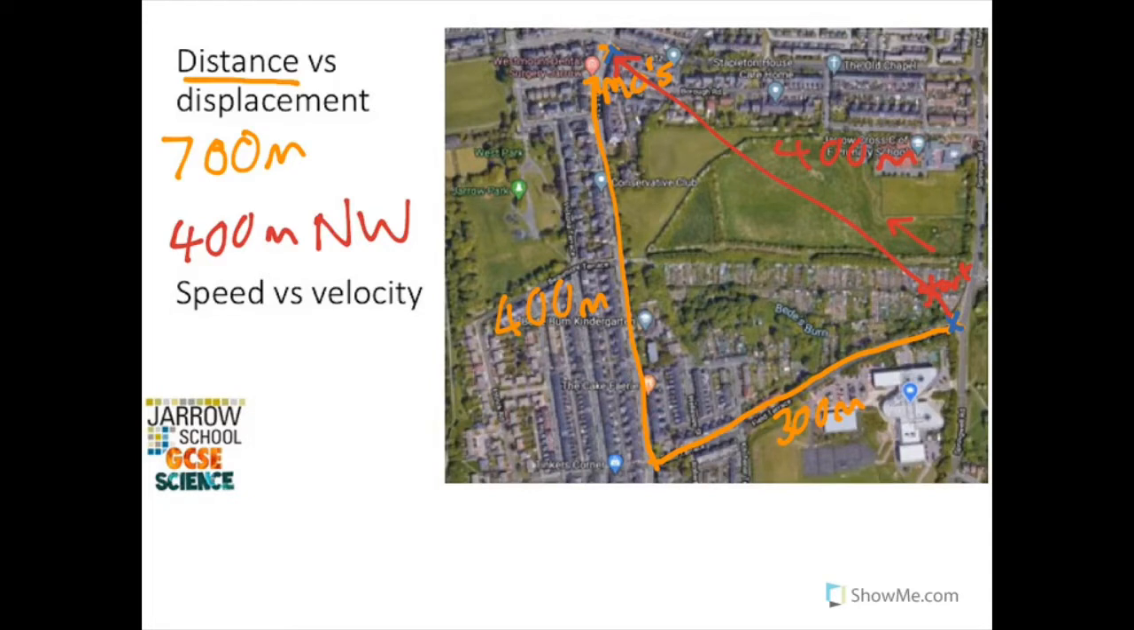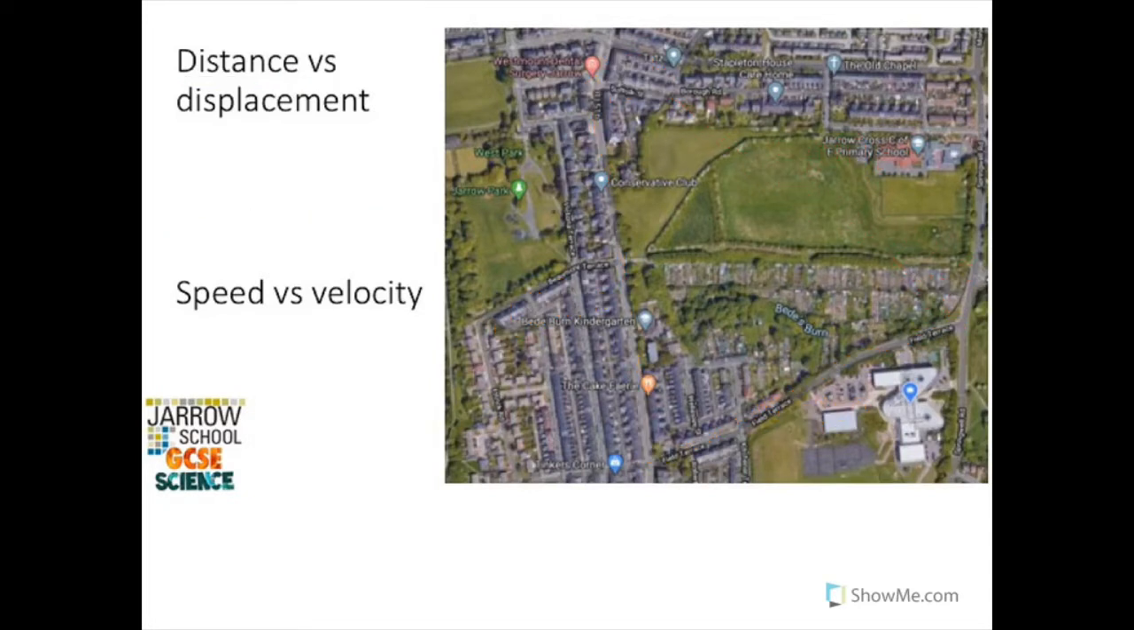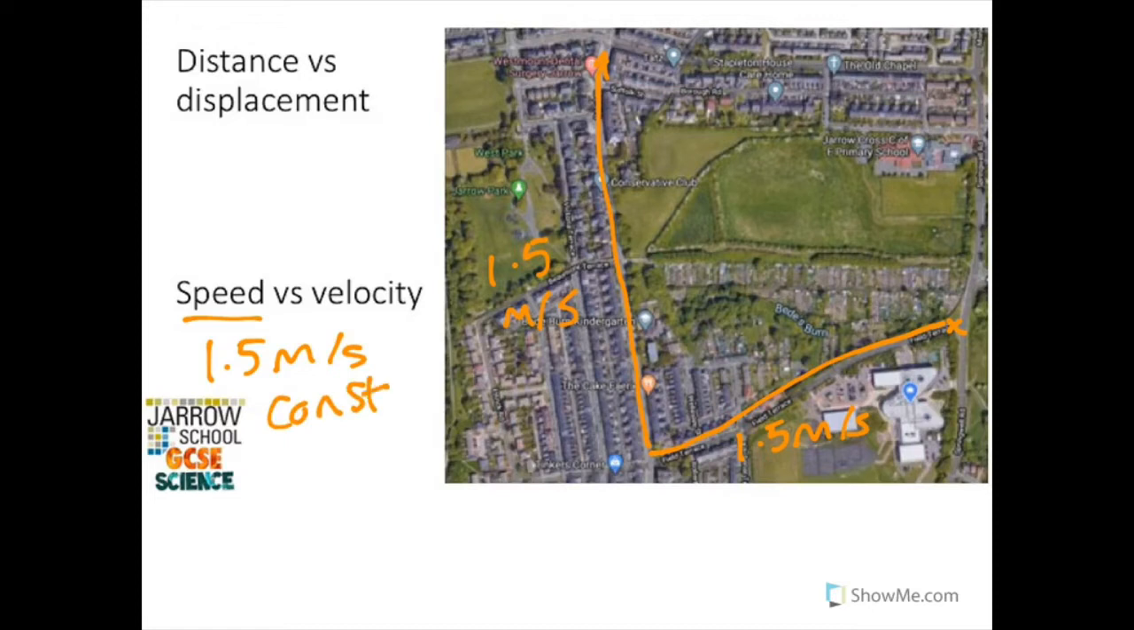Another thing that we can use this map for is to show the difference between speed and velocity. If we walk down Field Terrace at 1.5 meters per second, and then we walk up Beedburn Road at the same speed, 1.5 meters per second, our speed is 1.5 meters per second. It's constant speed. That's a physics term just to show that it's always the same. Our velocity, however, has changed.